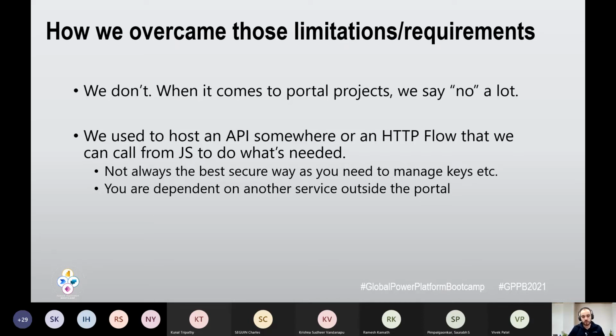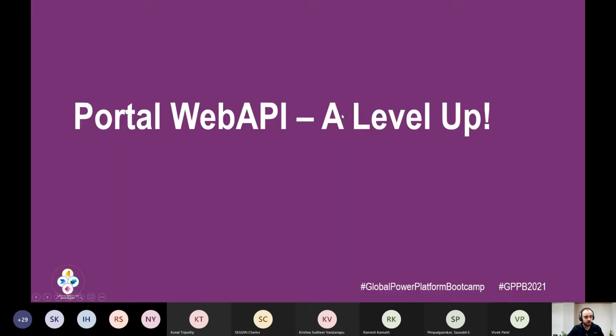And with the introduction of Flow, Power Automate, that API approach became a little bit easier because you can host an HTTP flow and call it. But there are issues with that: security, the API keys might be visible in JavaScript or in site settings that will be rendered in JavaScript. So it's not the most secure way. Also, you need to maintain another application or an API outside your portal. It would be nice if things were in one place.